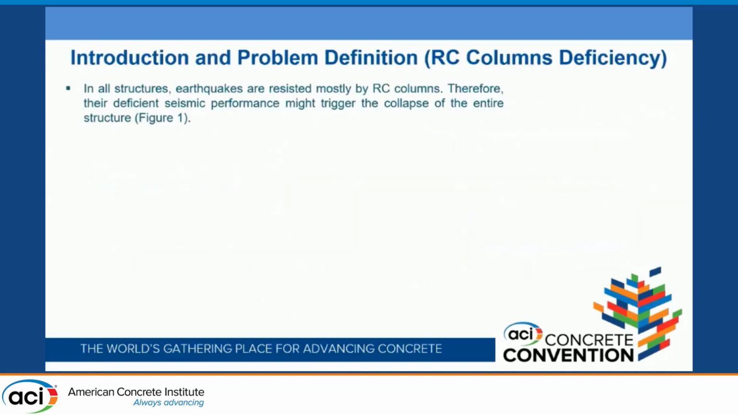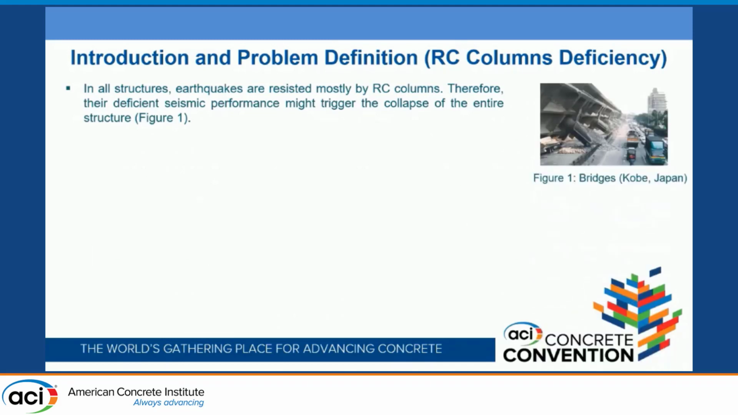that should be addressed in the future to make this material a better option. So in structures that resist earthquakes, RC columns are very important in resisting the earthquakes. Therefore, if they possess a certain seismic deficiency, the collapse of the entire structure might be triggered, as we can see from Figure 1.